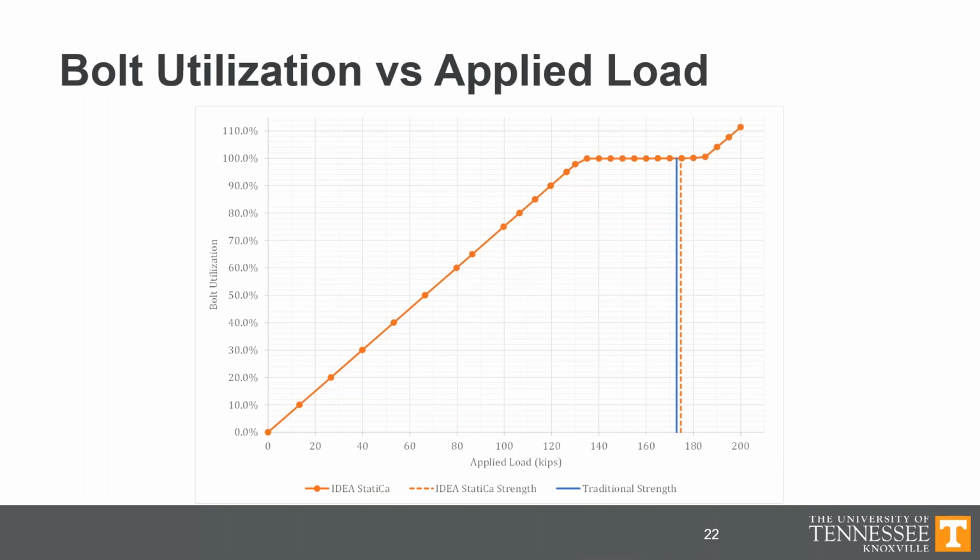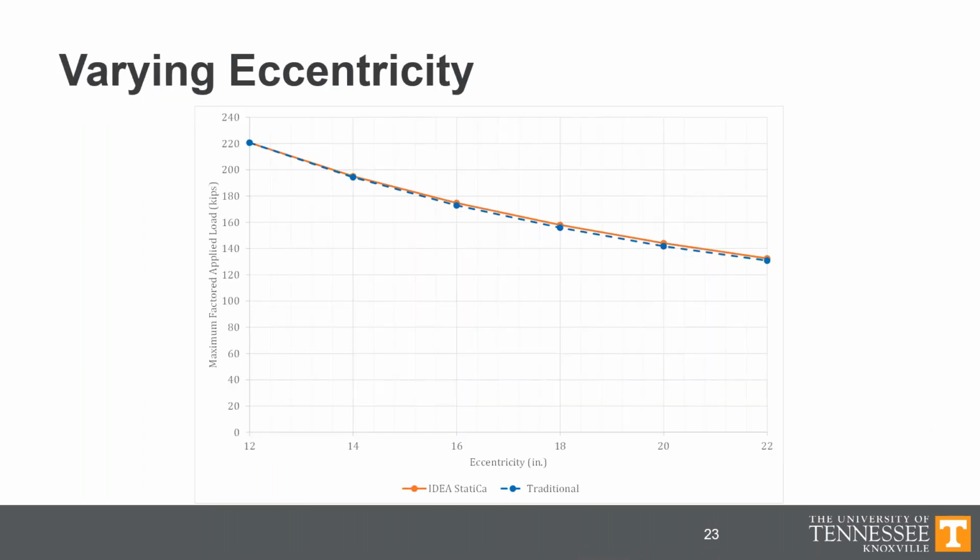If we take a look at the strength results, and so again, relying on the load at which IDEA StatiCa goes to the red X, the load that trips us right over that limit, IDEA StatiCa matches really quite well with the traditional calculations over a range of eccentricities. We tried other bolt groups too with similarly good results.